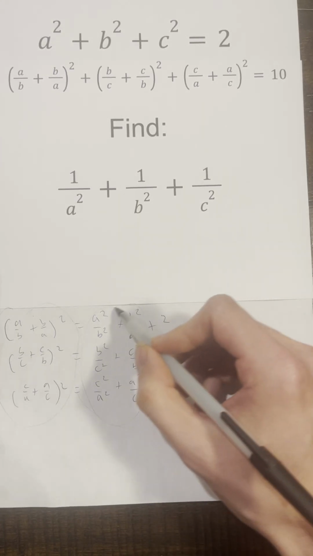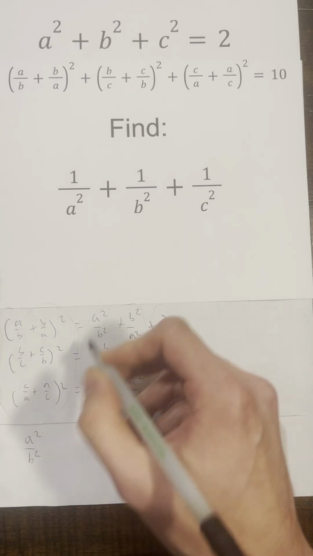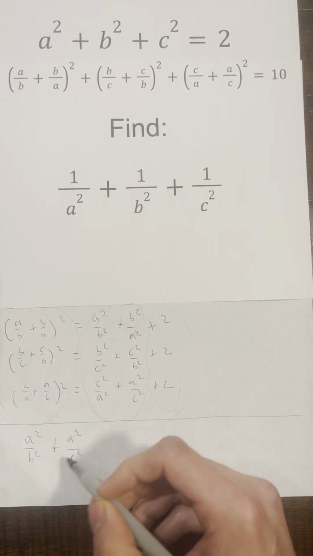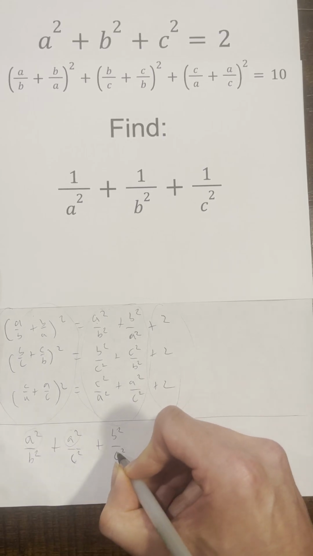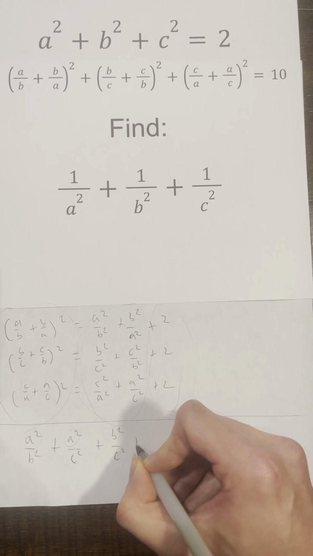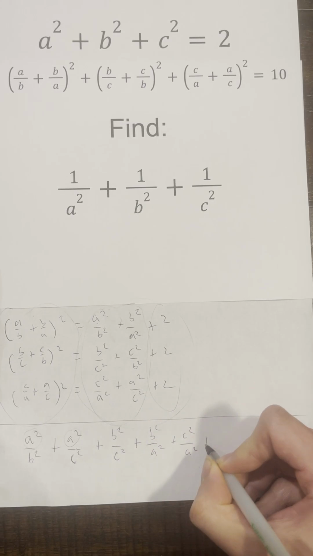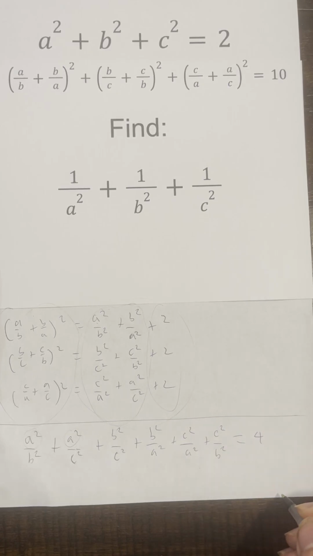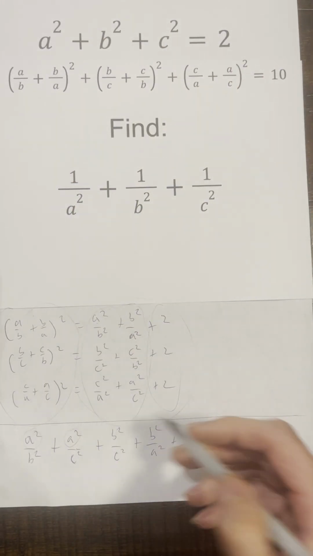What does all of this added together give us? It's going to be 10 minus 6, so 4. So that means a squared over b squared plus a squared over c squared, I'm just going to group the terms that have the same numerator together, plus b squared over c squared plus b squared over a squared plus c squared over a squared plus c squared over b squared, that's equal to 4.